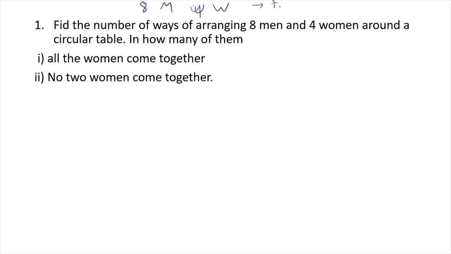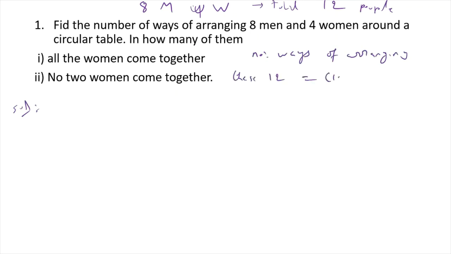So in total we have 12 people. The number of ways of arranging these 12 people around a table is equal to 12 minus 1 factorial, which is equal to 11 factorial. Now let us answer the first one.